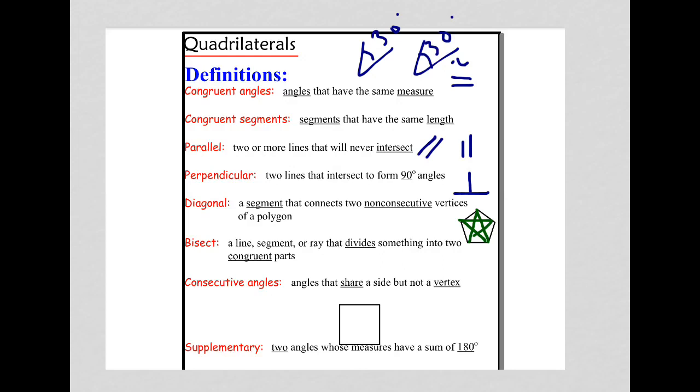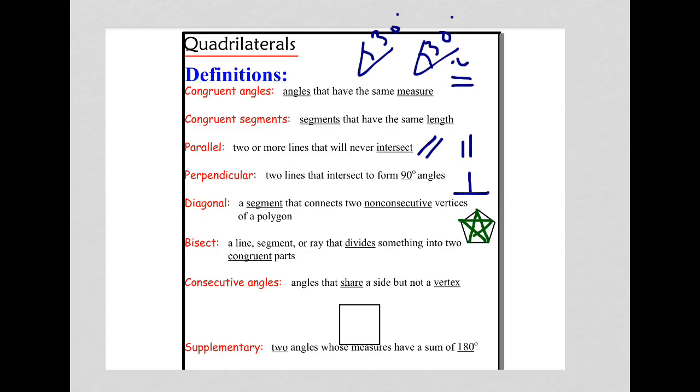Bisect. Bisect is a line, segment, or ray that divides something into two congruent parts. So if we bisect a line or a segment, we're bisecting that line into two congruent segments.